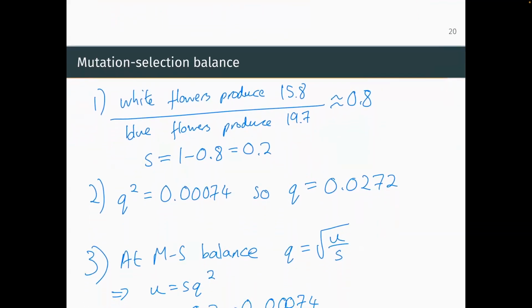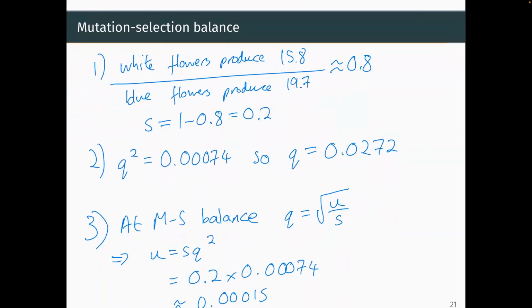Again, if they were very, very similar, if this was like 19.6 versus 19.7, we would want the selection coefficient to be very, very small because they're very similar. And so the strength of selection is going to depend on how different their phenotypes are. If individuals are very, very similar in their phenotypes, then the strength of selection is going to be very weak, right? Okay, that's it for today.